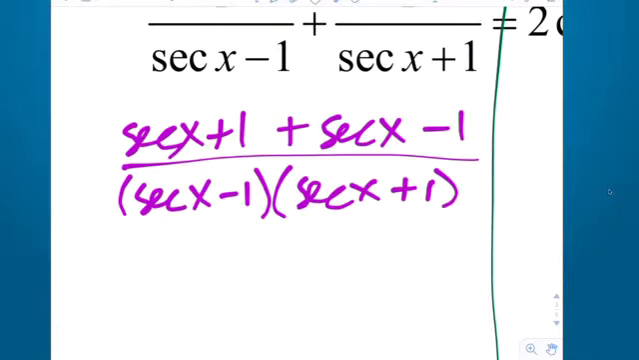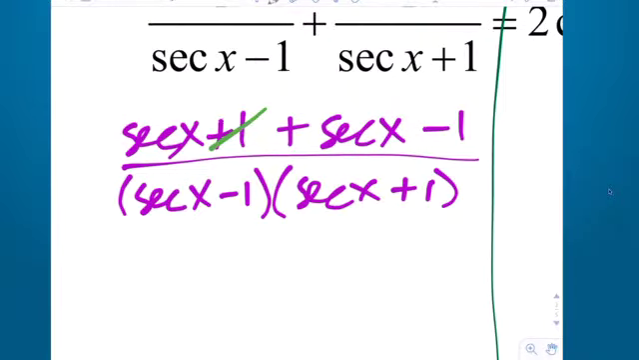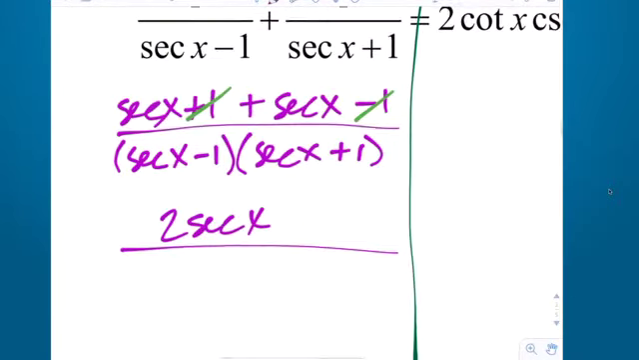So in the top now, what happens with your 1s? They cancel. And if you want to draw lines through them, that's fine. I just need to be able to see that they were there at 1 point. So I need to be able to see underneath your lines. And then secant x plus secant x is 2 secant of x. All right, now in the denominator, do you want to expand those out, yes or no?